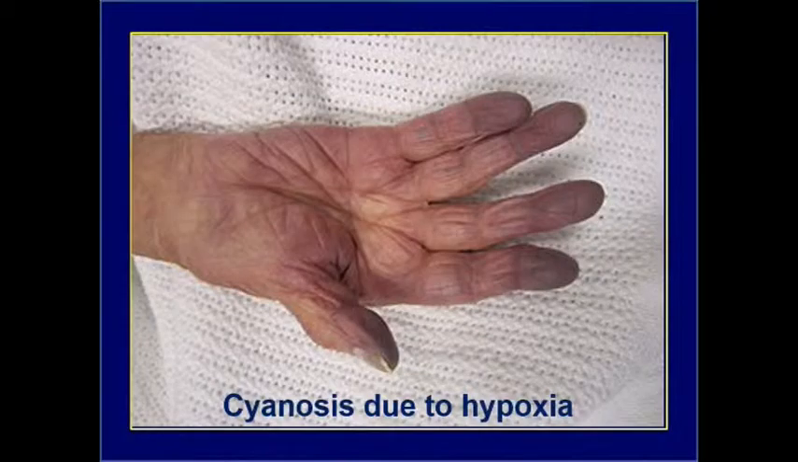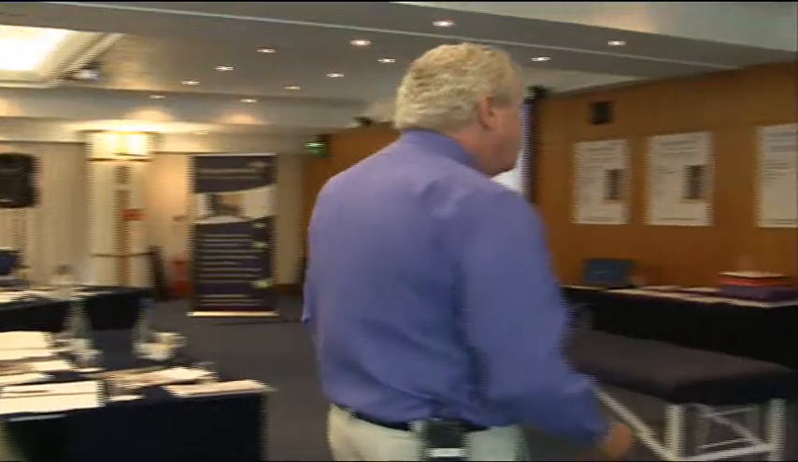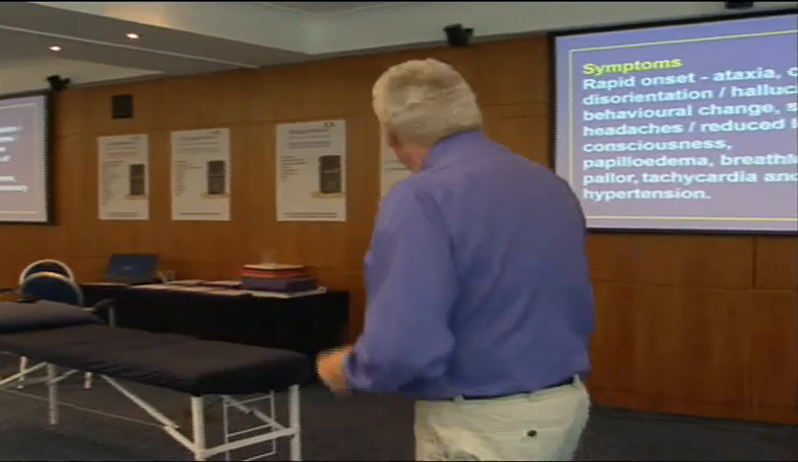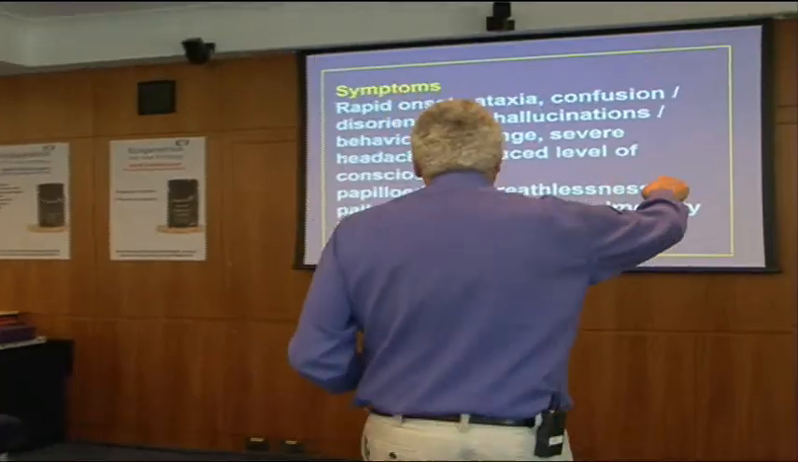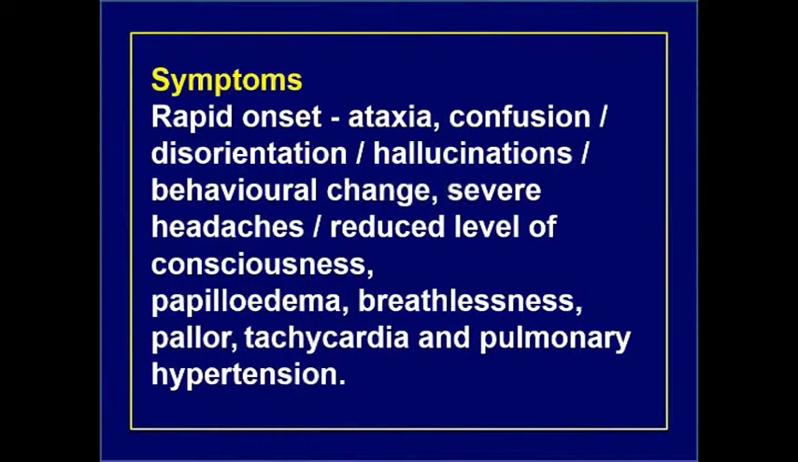Okay, so classically you see pale hands or blue. Okay, when you see somebody's blue, they are literally blue with cold because that's the color of deoxygenated hemoglobin. So if it's a rapid onset, you could have ataxia or balance problems, confusion, disorientation, hallucinations. These would be people who suddenly have loss of oxygen, behavioral change, severe headaches, reduced level of consciousness, papilledema, which is pressure in the back of the eye, breathlessness, pallor, etc.